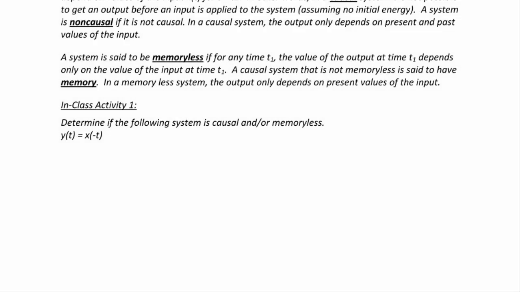Let's do an example. Determine if the following system is causal and or memoryless. Probably the easiest way to check this system is just to use numbers. So let's say I want the output at time y of 2. To get the output at time y of 2, I have to find the input at time x of negative 2. Since the output at any current time always depends on the past value of that time, this system is said to have memory.